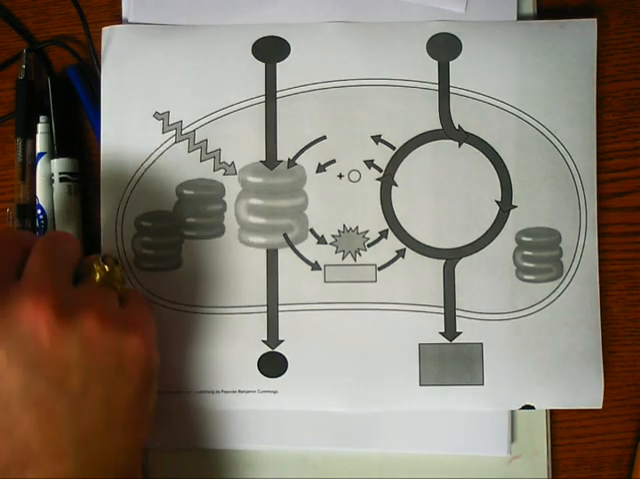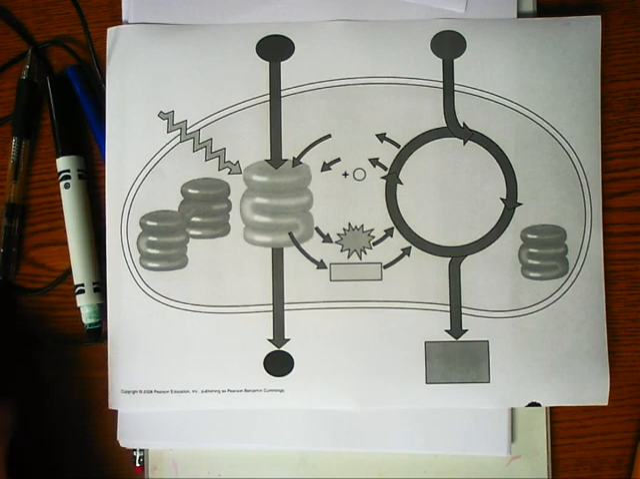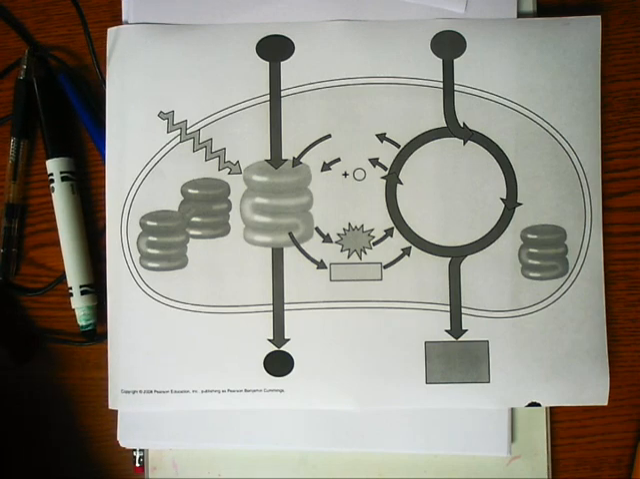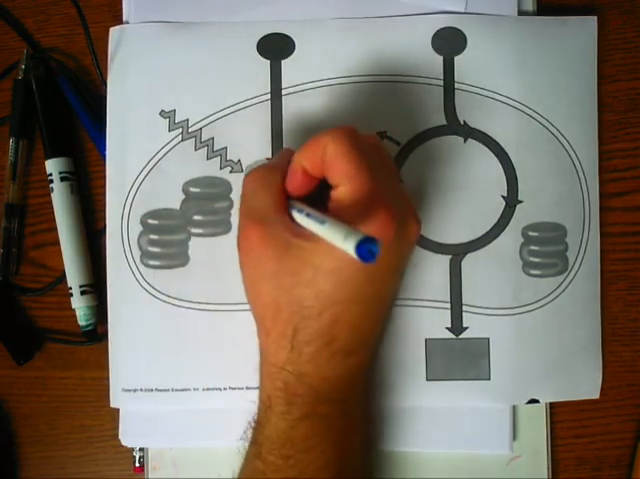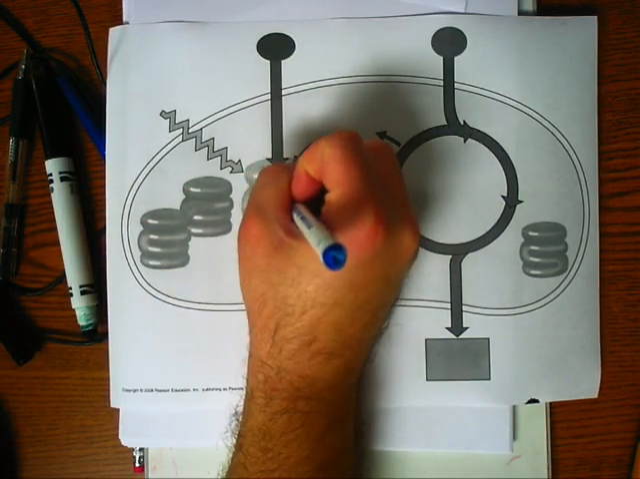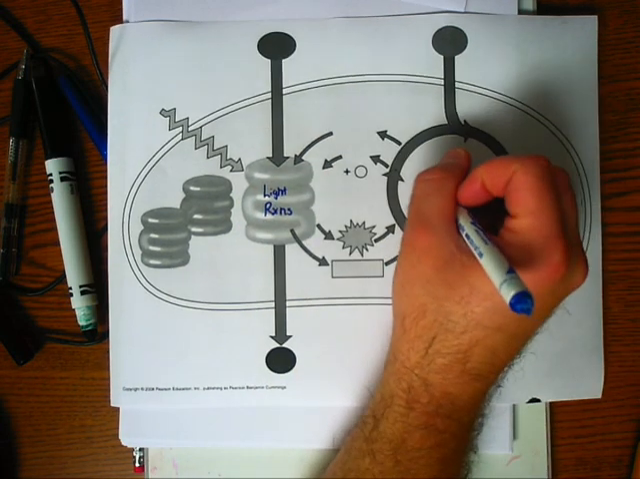Okay, so right here we have a picture of a little chloroplast, right? And hopefully we're seeing that there are two integral pieces of this chloroplast situation. We've got the first part of the reaction, which is going to be the light reactions. And then over here we have the Calvin cycle.